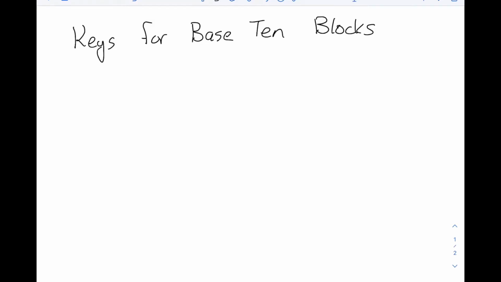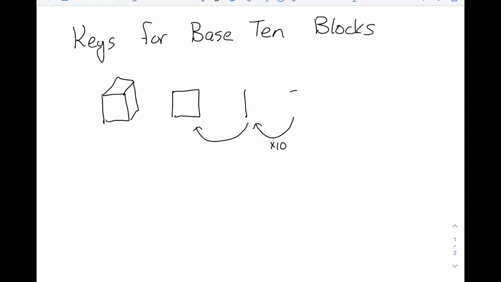In this video, we'll be talking about making keys for base 10 blocks. We have 4 different styles of blocks: the big cube, the flat, the rod, and the individual unit. And one thing we know is if we put 10 units together, we get a rod. If we put 10 rods together, we get a flat. And if we put 10 flats together, we get the big cube.